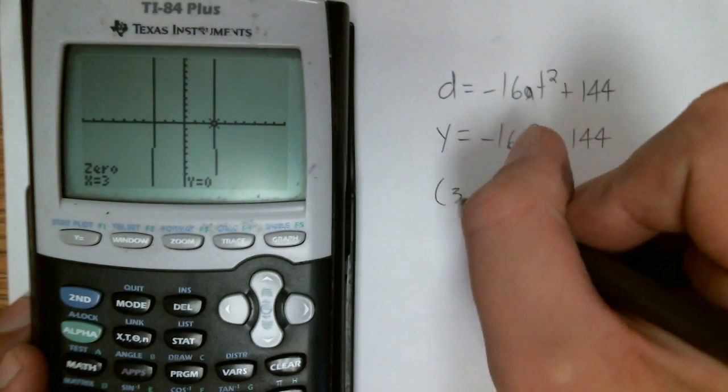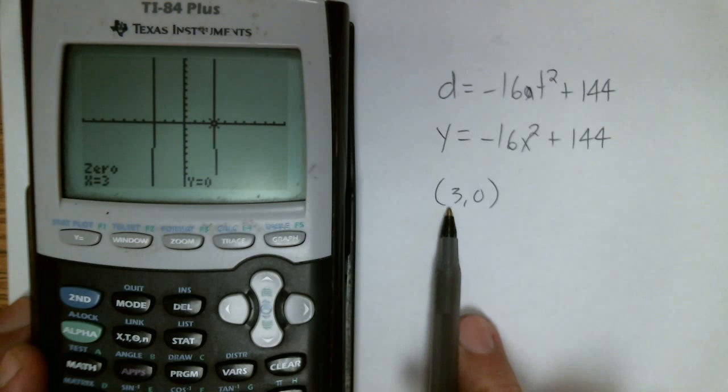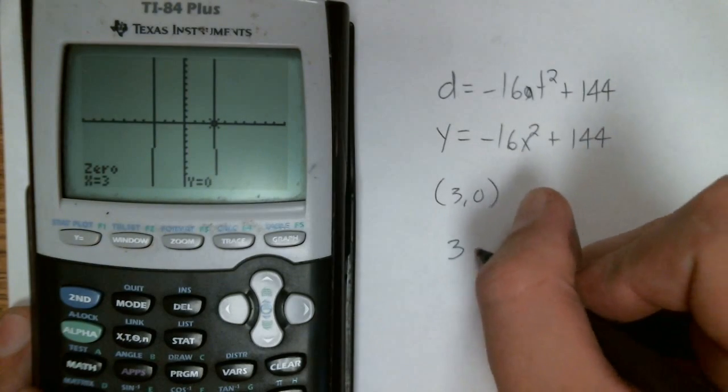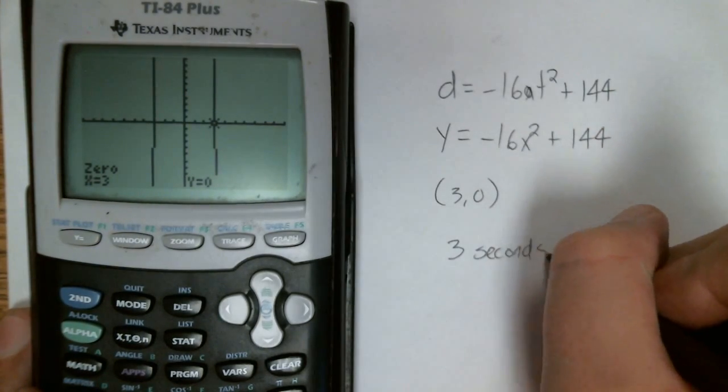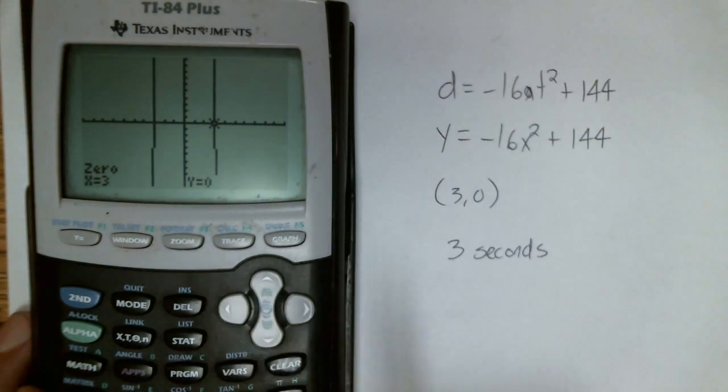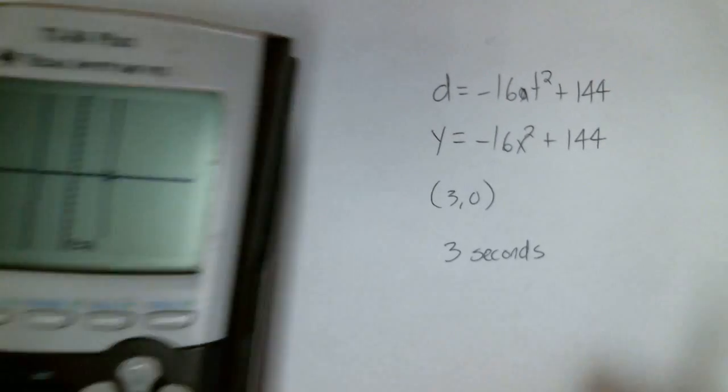So my coordinate is 3, 0. What does that mean? 3 pineapples? What is that? Okay, we're talking about how long it takes until it hits the ground. So the answer is 3 seconds until this antenna that broke off hits the ground. Okay, let's try another one.